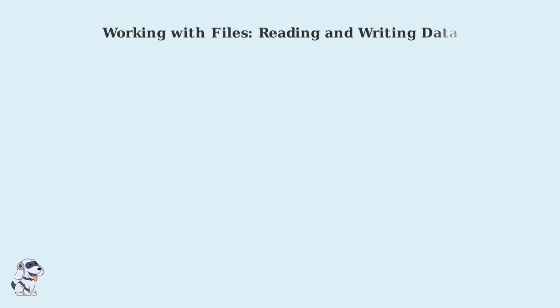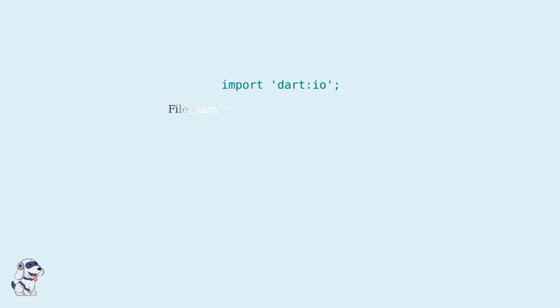Dart provides powerful tools for file operations through the dart:io library. This library gives us everything we need to read, write, and manipulate files in our applications. First, we need to import the dart:io library. The File class is the main tool we use to represent and interact with files on the system.